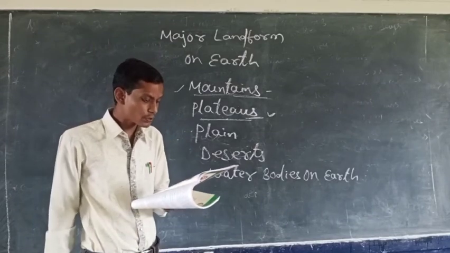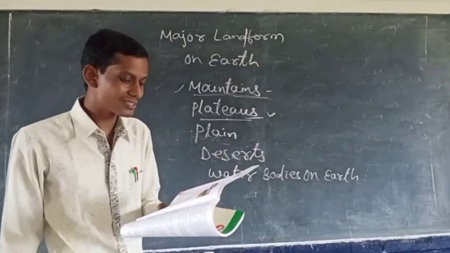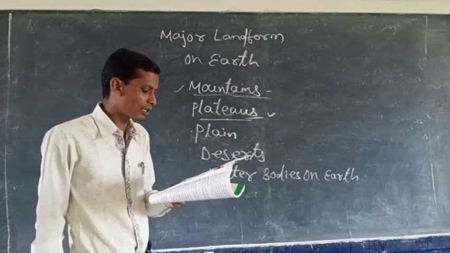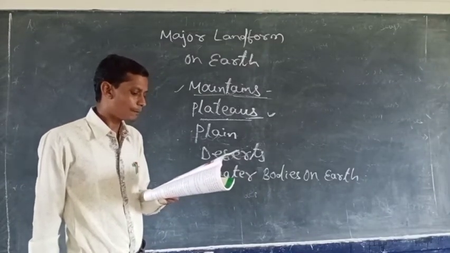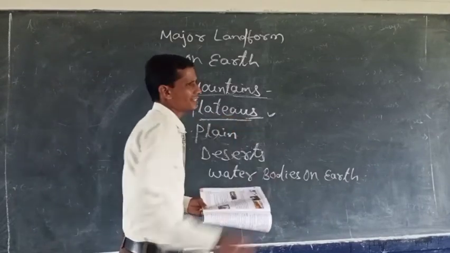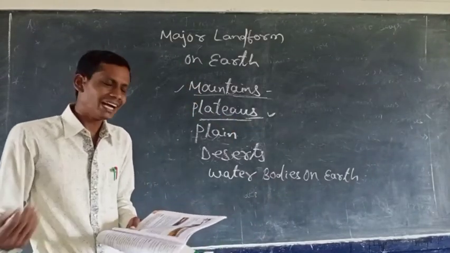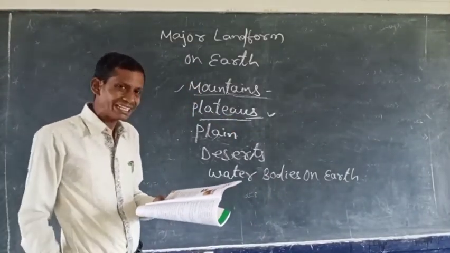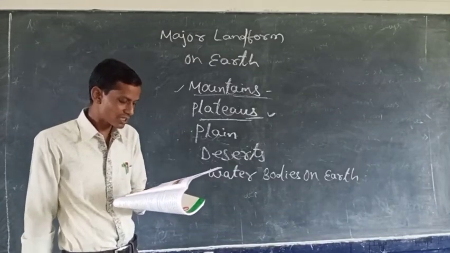Second, plateau regions have many waterfalls. As rivers fall from a great height, they are places of tourist attraction. In plateaus, water falls from a height downward, so it attracts tourists also.